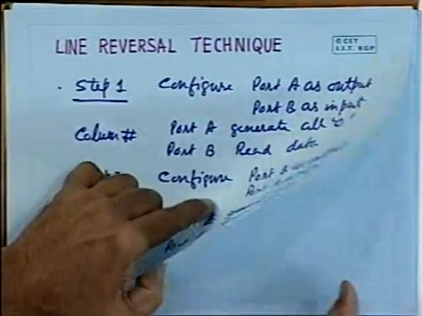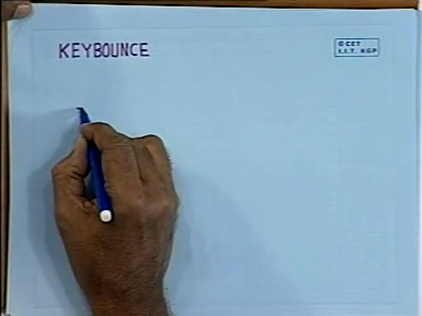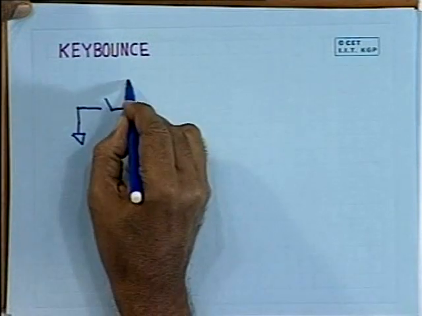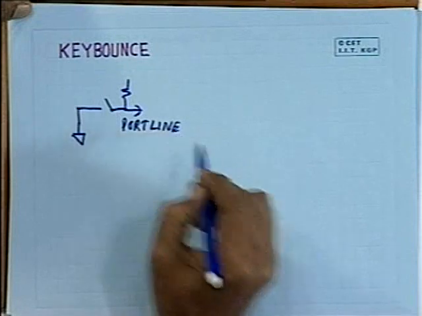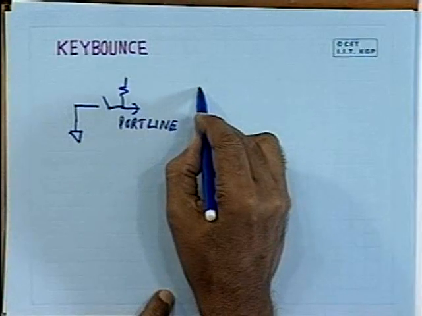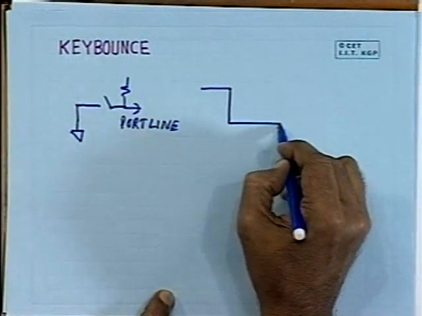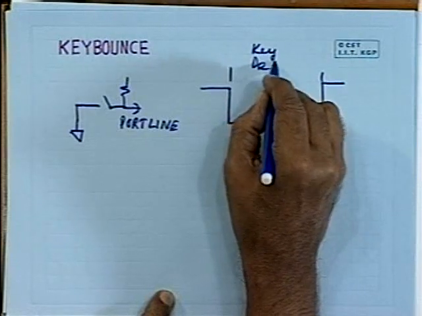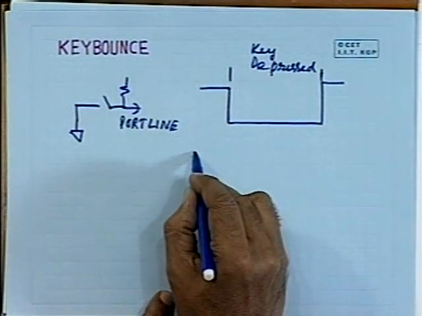I have to discuss two more problems. One is key bounce. Because these keys are spring loaded, as you depress the key, you have made a connection like this. This side is grounded, and through a resistance, this is connected to the port line. Now, as you depress a key, normally this line should go low, and you should get a clean output, and this is the time for key depressed.